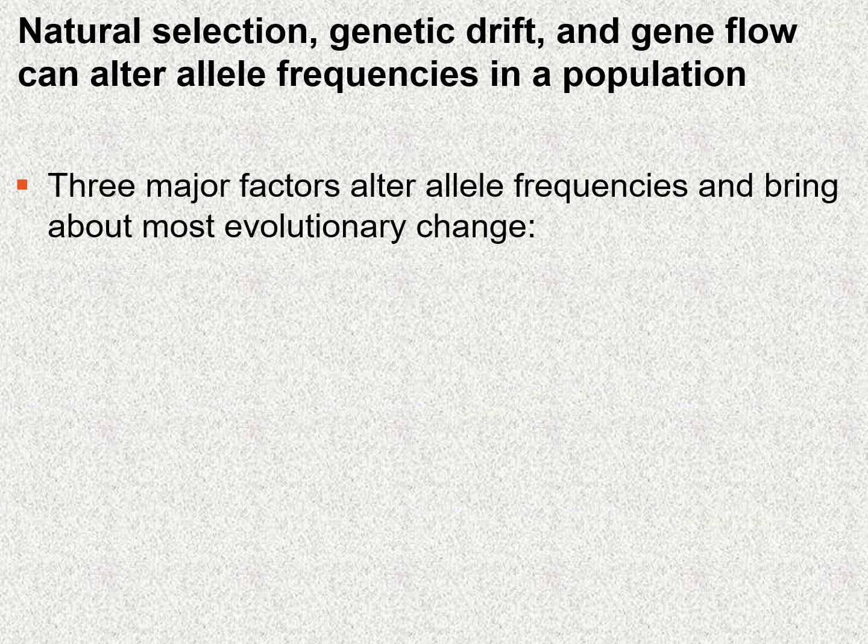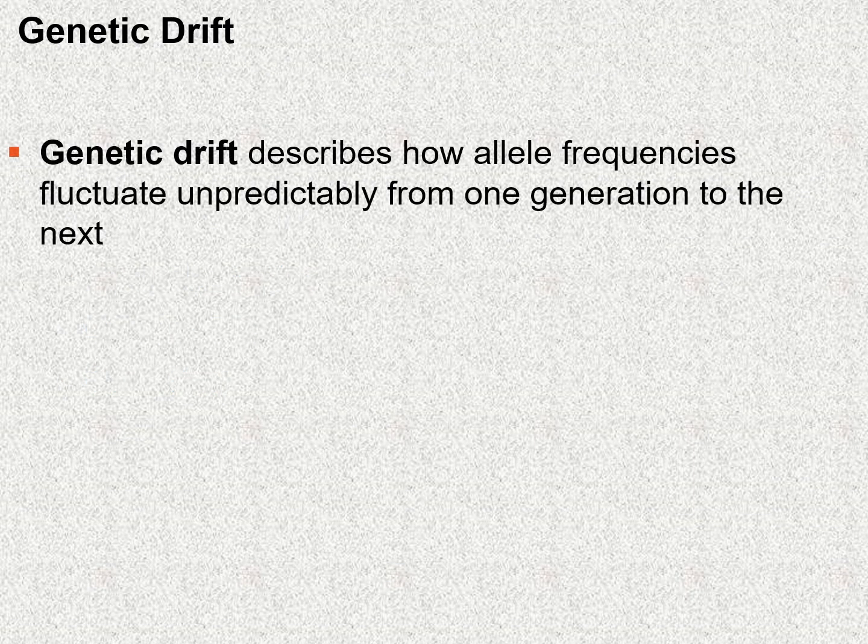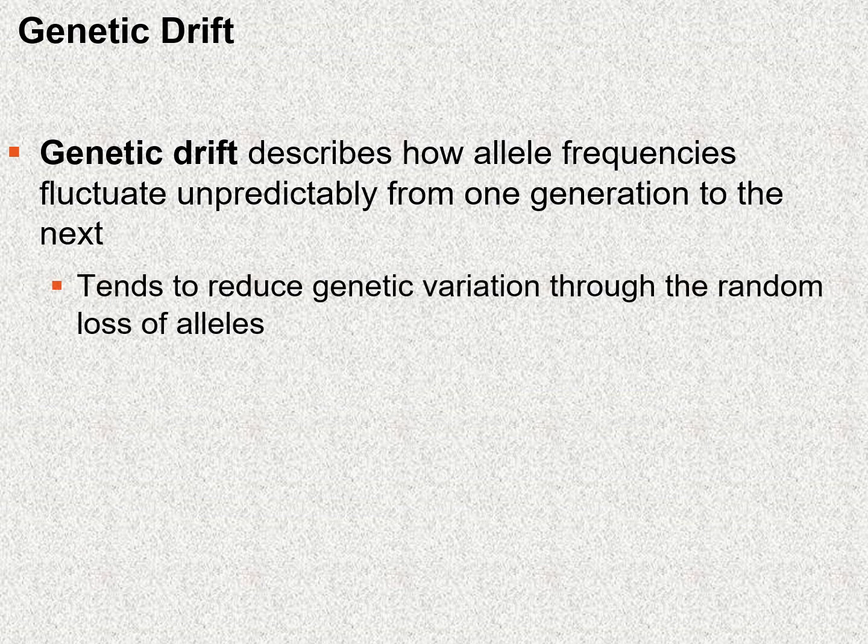These are the three factors that cause allele frequency changes. Okay, so natural selection, genetic drift, and gene flow. Now, genetic drift basically describes how allele frequencies just fluctuate randomly. It's not predictable from one generation to the next. Okay, so this happens in all types of populations, although genetic drift affects some small populations a lot greater.